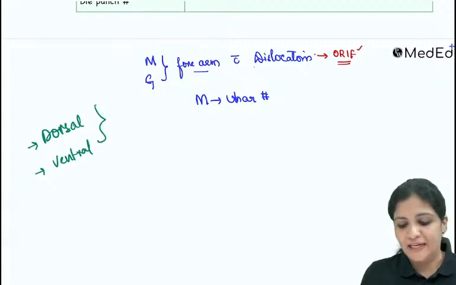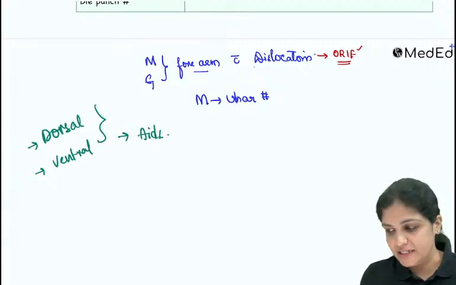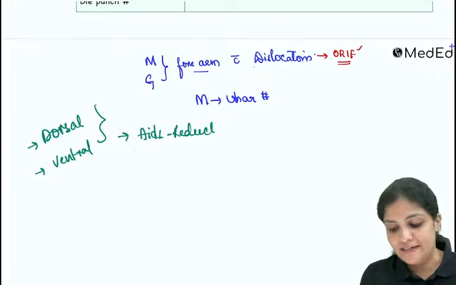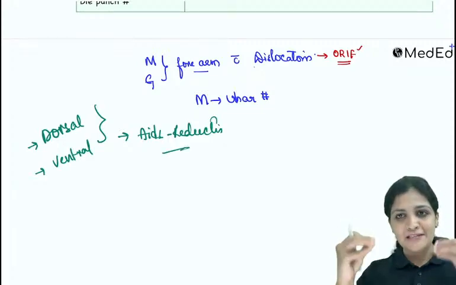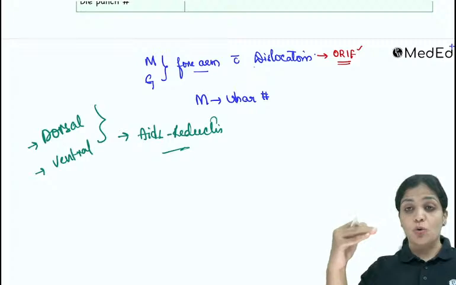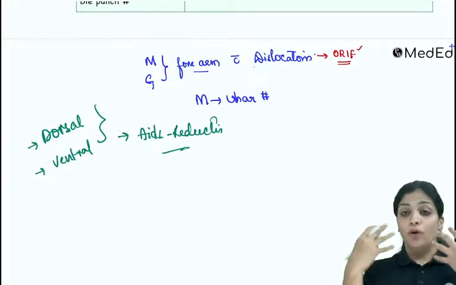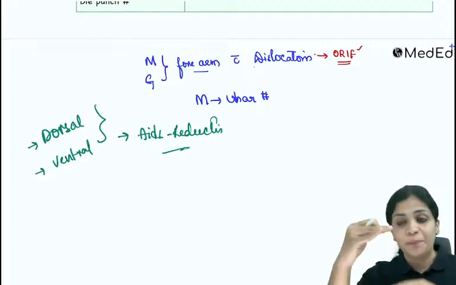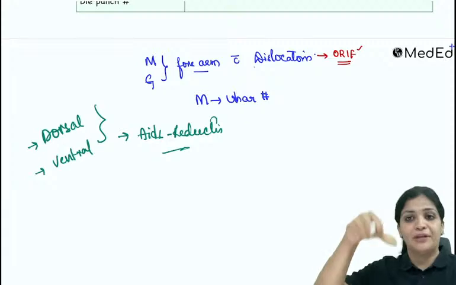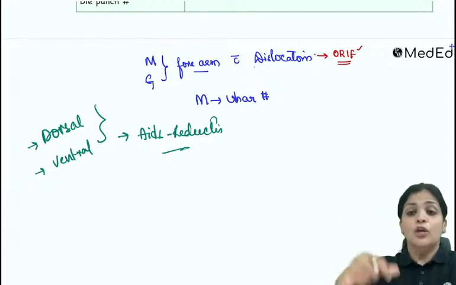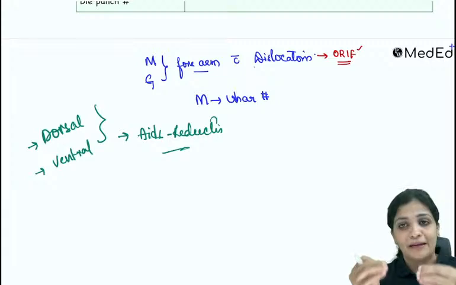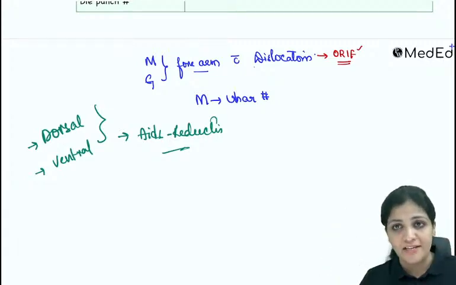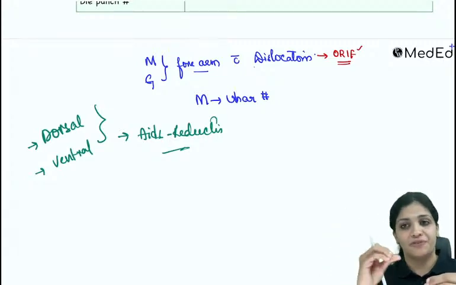So it aids in reduction. Once you understand the displacement, then you can reduce it, right? When you know that this is a Colles fracture and the fragment has gone dorsal, then when you are reducing it, you will try to put that fracture neutrally by putting pressure on the dorsal aspect, right? You will try to bring the fragment from the dorsal to the neutral position.